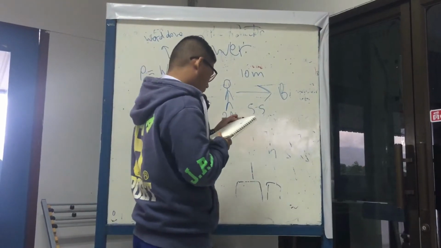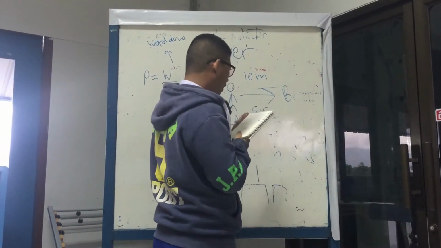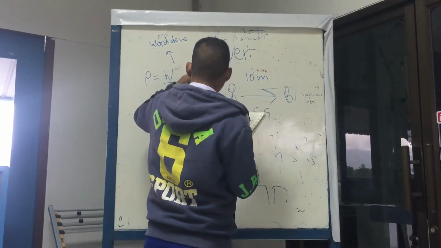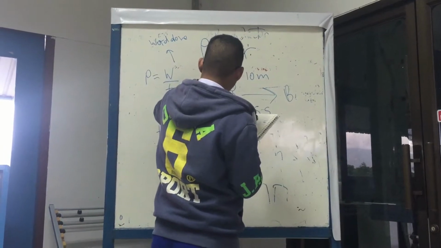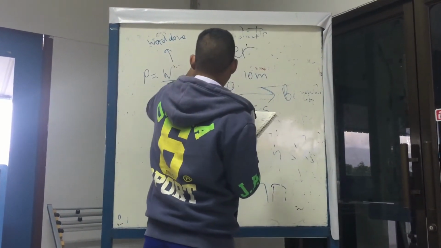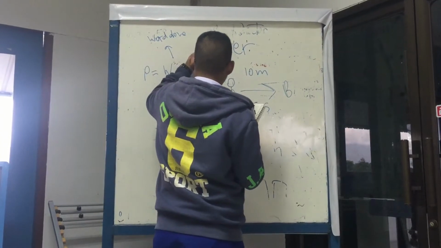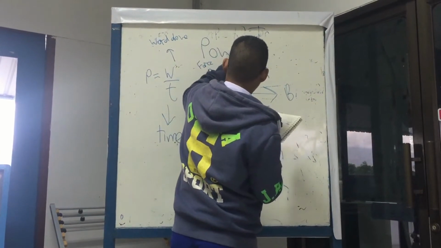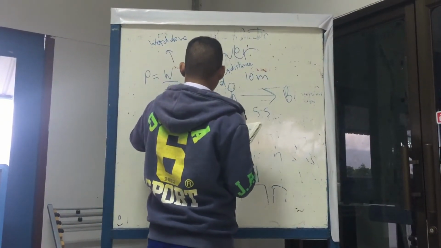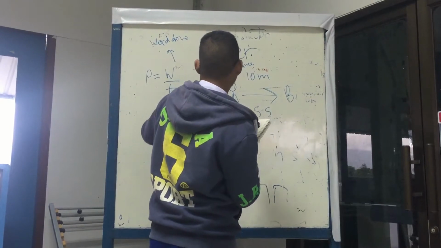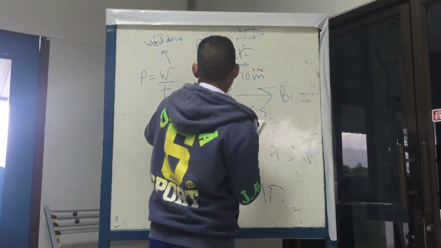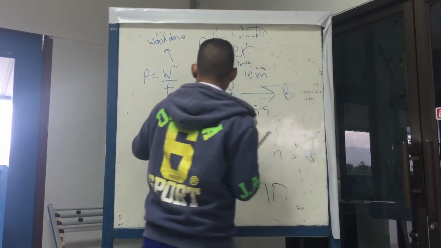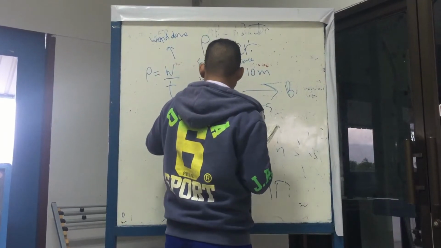So we have to find work done first before we find power. The formula of work done is W equal F D. F is force, D is distance. So we put numbers into the formula. W equal 2 Newtons times 10, the work done equals 20.